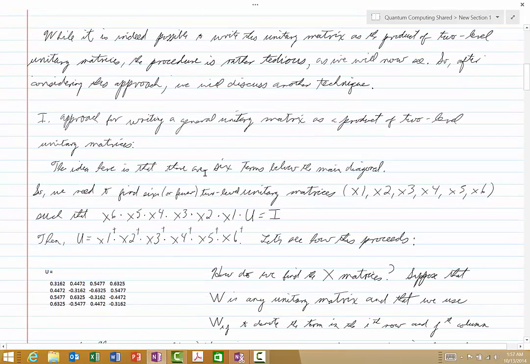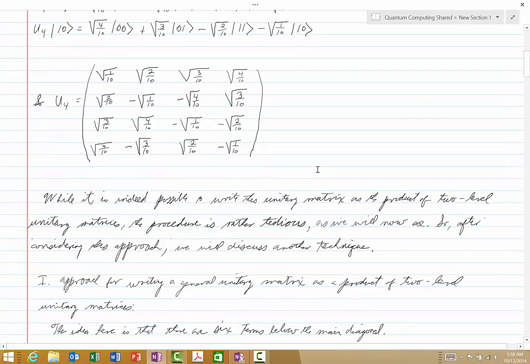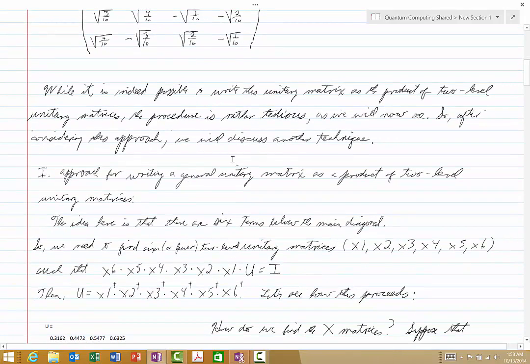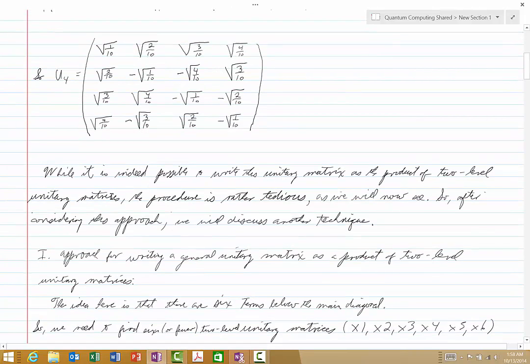The idea here is that there are 6 terms below the main diagonal. So here is our matrix, and of course the main diagonal is this. And since, well, you can count 1, 2, 3, 4, 5, 6 terms below the main diagonal, we need to find 6 or fewer two-level unitary matrices, x1, x2, x3, x4, x5, and x6, such that x6 times x5 times x4 times x3 times x2 times x1 times this matrix U.